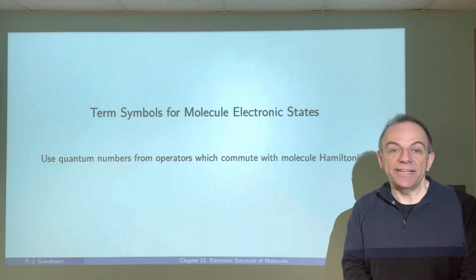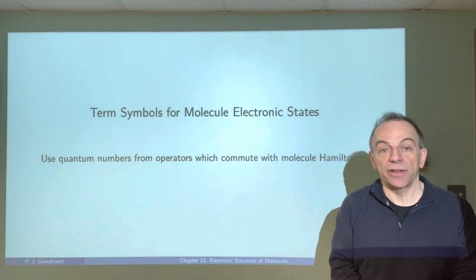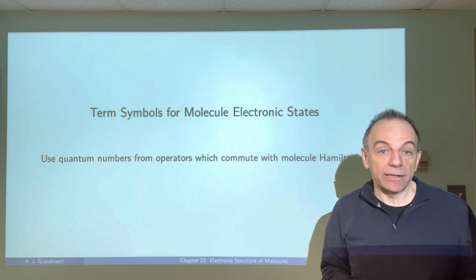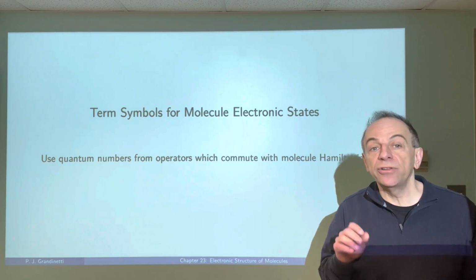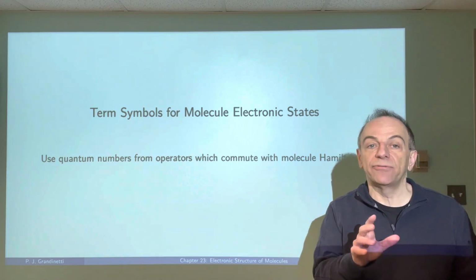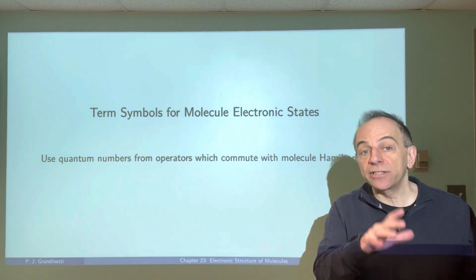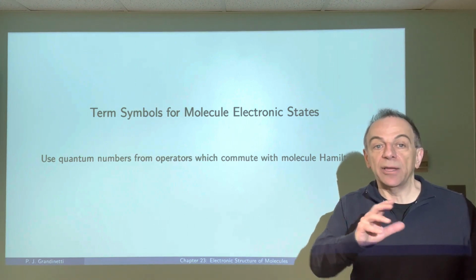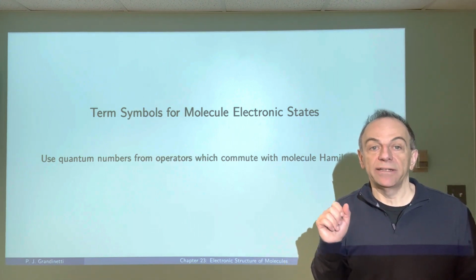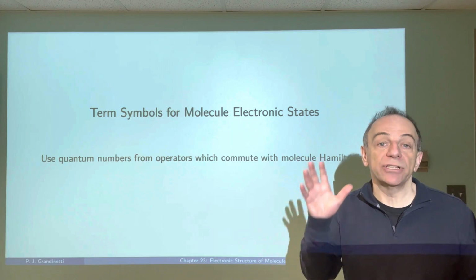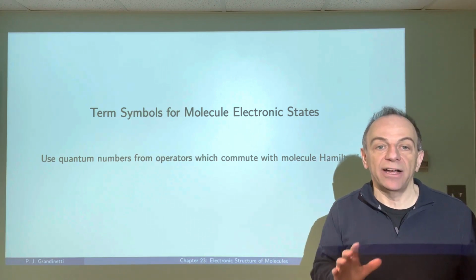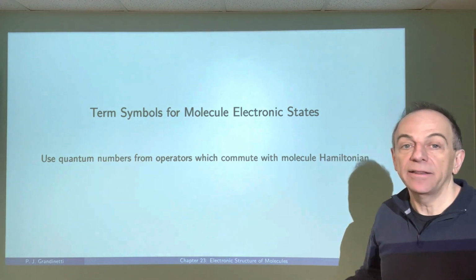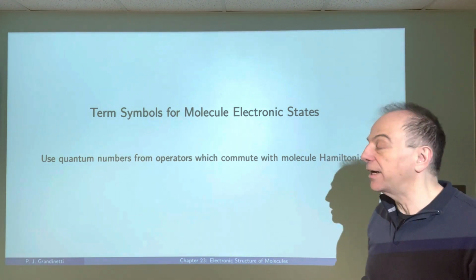Welcome back. In this video, we continue with the electronic structure of molecules, and now we look at constructing term symbols for labeling molecular electronic states. And we're going to do this with an approach similar to what we did for term symbols for atomic electronic states, in the sense that we used operators that commuted with the Hamiltonian. We took their quantum numbers and used those quantum numbers to define the term symbol. So we're going to do something similar in the case with molecular electronic states.